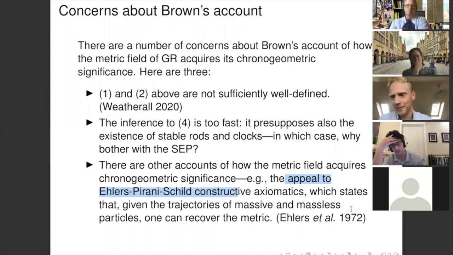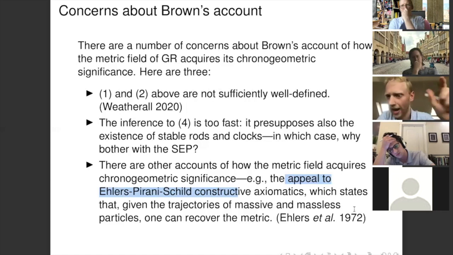There have been responses on behalf of Ehlers, Pirani and Schild, but at least on the face of it, this seems to be another way of figuring out what the metric structure of space-time is, which doesn't proceed via the strong equivalence principle, and which seems to be somewhat mathematically cleaner, you might think. And so that's not so much a direct critique of this argument, but more a question of why bother when there are better routes available.